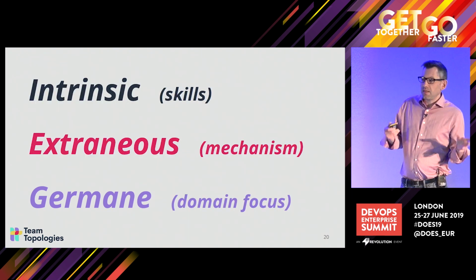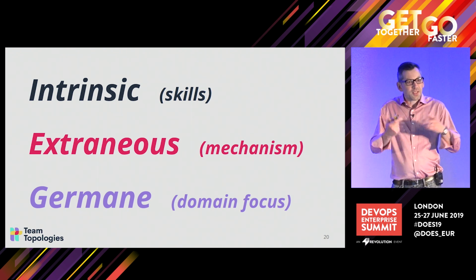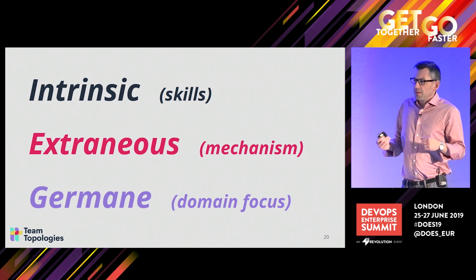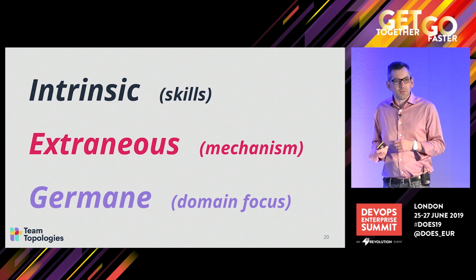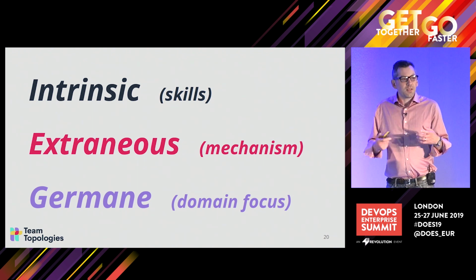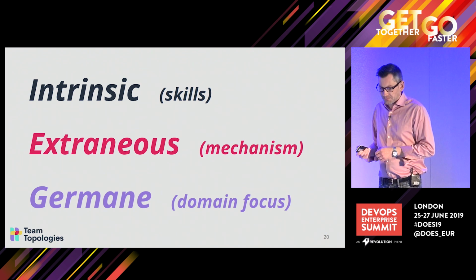So we can sort of see these in a software context as intrinsic being the skills that we bring to the table. Extraneous is stuff to do with the mechanisms of how we do things in a software world. And germane is sort of like the domain focus. It's a bit more involved than that, but that's how you could think of it.